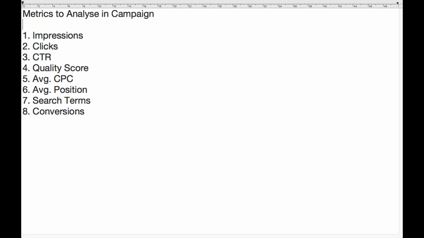And then 8 is how many conversions we have got. Again, how to create a conversion in Google AdWords would be a separate topic to understand in Google AdWords. So these are the metrics I want to show you and explain to you.